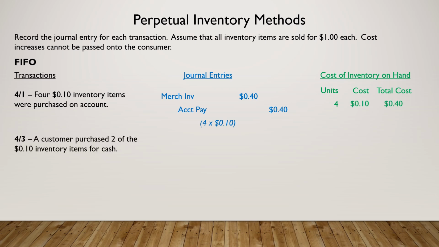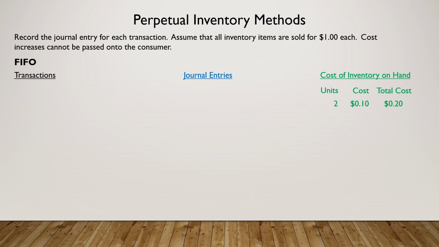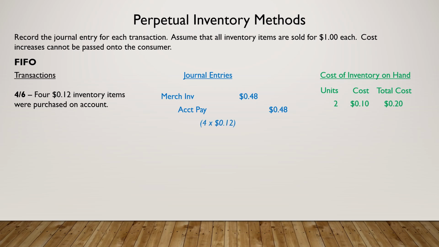For the 2 10-cent items sold on April 3rd, recognize the revenue and remove the merchandise inventory. The value of merchandise inventory remaining is now 20 cents. Our first entry on April 6th will also be the same. Debit merchandise inventory and credit accounts payable for 48 cents, bringing total merchandise inventory to a value of 68 cents.